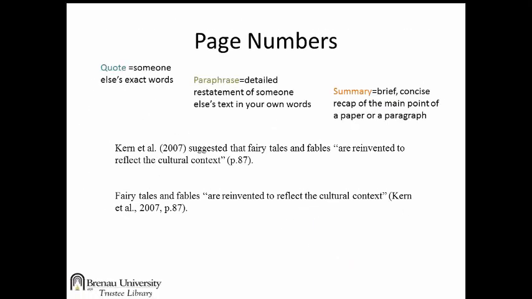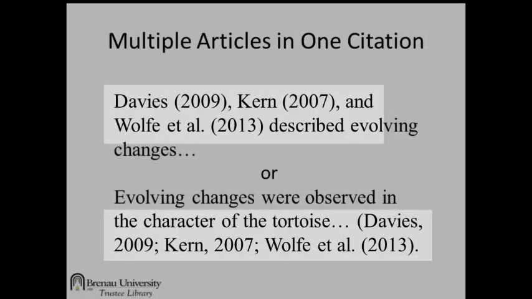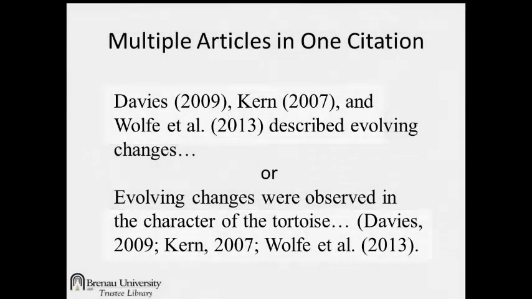When I summarize a source, I don't need to include a page number. If I quote or paraphrase the source, though, I do. Sometimes I want to summarize several different articles in the same sentence or two because they all support my point. Then I include each in the citation in alphabetical order.